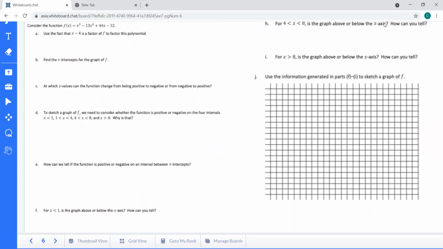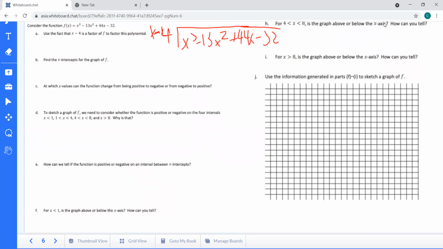It says use the fact that x minus 4 is a factor of f to factor this polynomial. All right, so that just means we have to factor out an x minus 4. So if we did that, we have x minus 4 into x cubed minus 13x squared plus 44x minus 32.